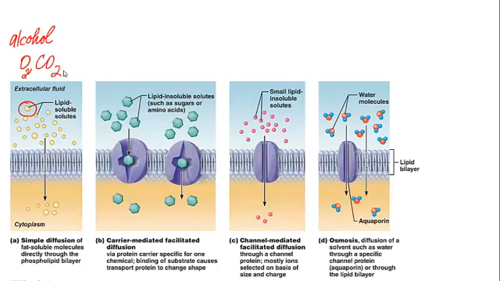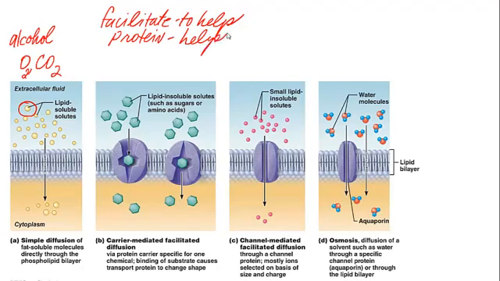Now, when there are other molecules that need a little help, they utilize what's called facilitated diffusion. And the word facilitate means to help. So in this case, there's going to be some sort of protein which acts as the helper molecule. And it's going to assist in allowing a certain molecule to cross the membrane.